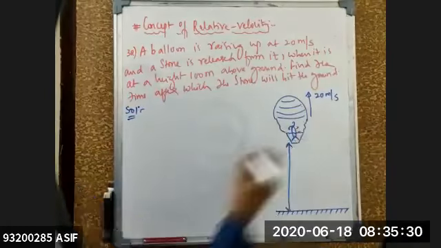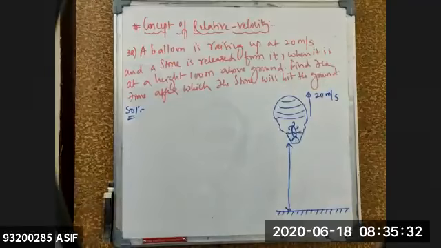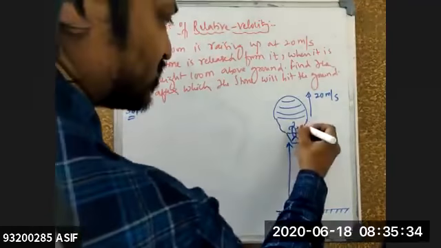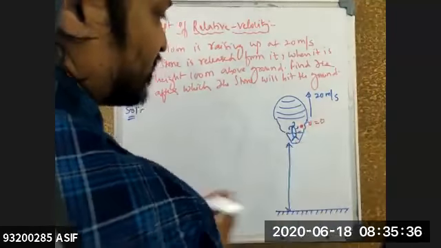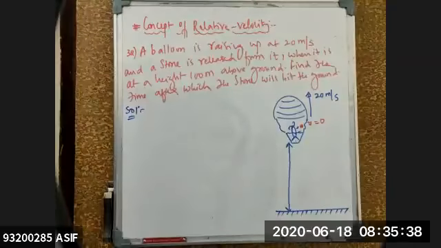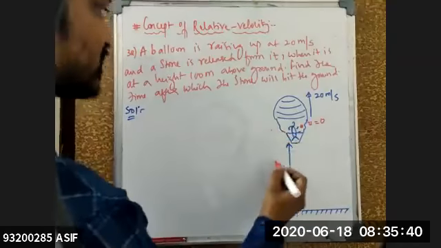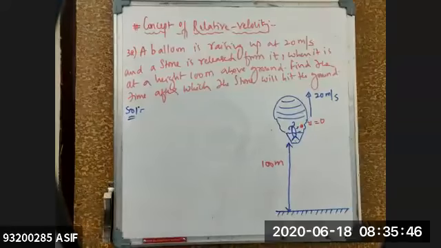So you are standing somewhere here right now. A stone is being dropped. I'll try to draw it with a red pen. This is the stone. It is dropped, so the initial velocity is 0. When it is at a height of how much? This height is given as 100 meters. So the balloon is at a distance of 100 meters from the ground. Find the time after which the stone will hit the ground.